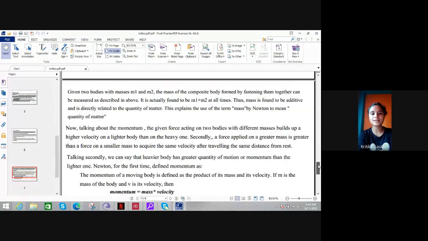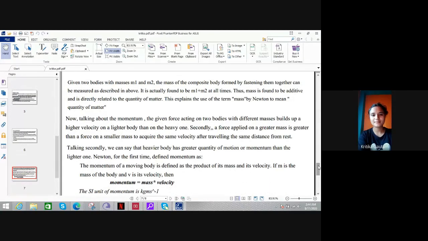Given two bodies with masses m1 and m2, the mass of the composite body formed by fastening them together can be measured as described above. It is actually found to be m1 plus m2 at all times. Thus, mass is found to be additive and is directly related to the quantity of matter. This explains the use of the term mass by Newton to mean quantity of matter.